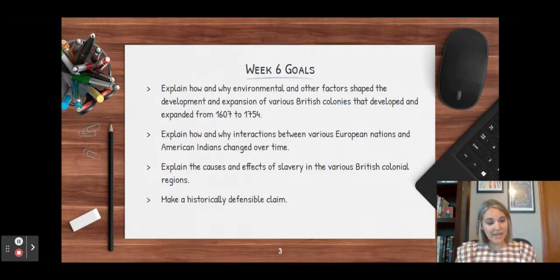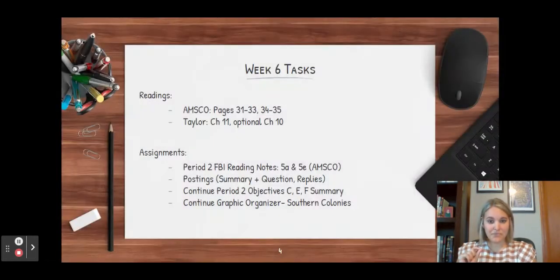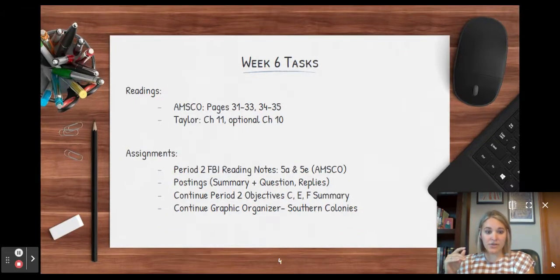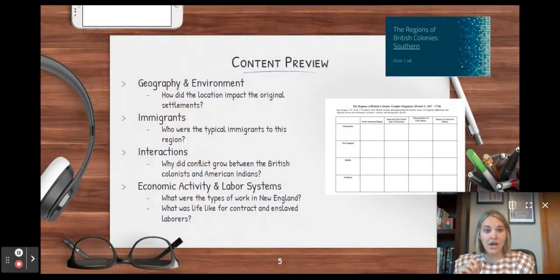And now this week, our main skill of focus is going to be thesis statement. So our main goal or objective here is to make a historically defensible claim. You've got a few pages in AMSCO with just one chapter in Taylor, but an additional optional chapter. And then you're just going to continue your FBI notes, your Padlet post, and then continue your objectives and the graphic organizer, but looking at the Southern colonies here.